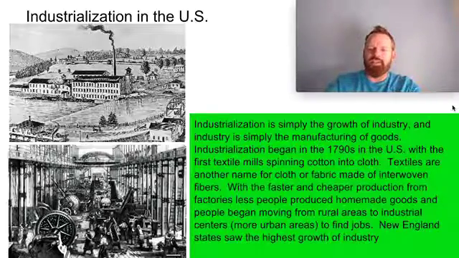With the faster and cheaper production from factories, fewer people produced homemade goods, and more people began moving from rural areas to urban areas, otherwise known as industrial centers, to find jobs. So this caused people to move to these cities to look for work in factories because people couldn't produce and sell things from their home as efficiently or as cheaply as people could from factories. The New England states saw the highest growth in industry.